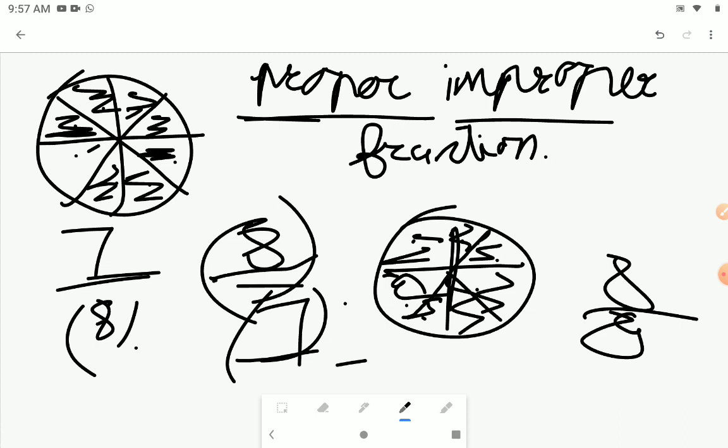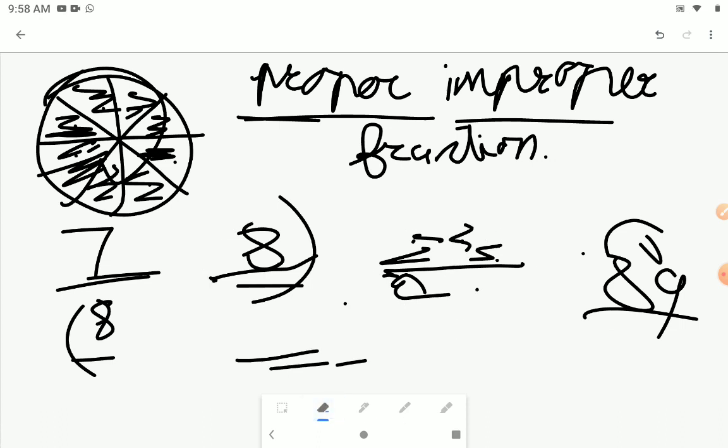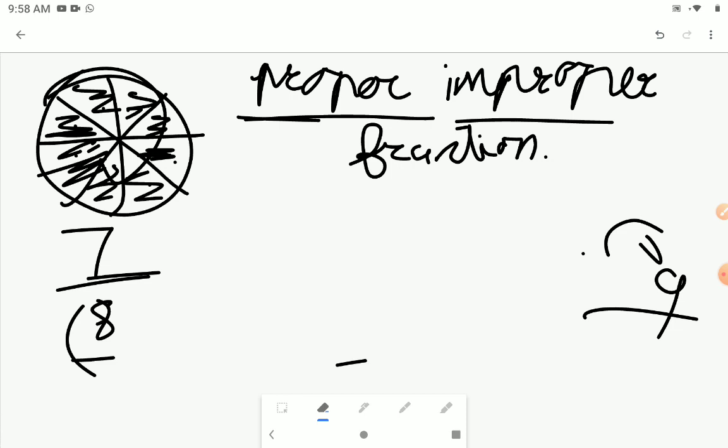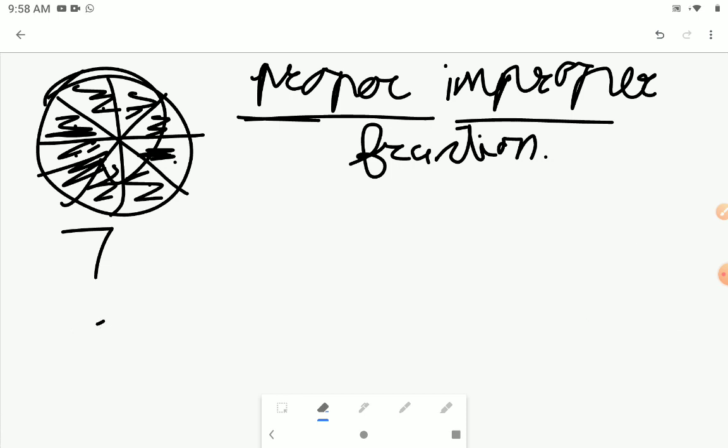But if it came greater than that, and it became 9 by 8, it's not making any sense. Because we can distribute 8, but we can't take 9 pieces. Where are the 9 pieces? I can't find them, because it's an improper fraction. Okay, now understood. Improper fraction means the numerator is bigger than the denominator.